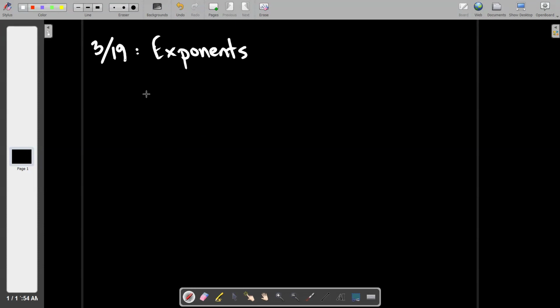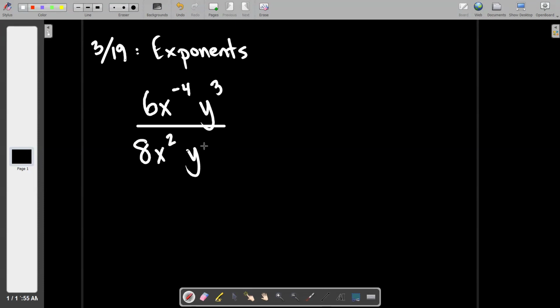So here are our examples. Well, at least here's our first one. We have a fraction, okay? And on the top of the fraction, we're going to have 6x to the negative fourth, y to the third. And on the bottom, we are going to have 8x squared and y to the negative fifth.